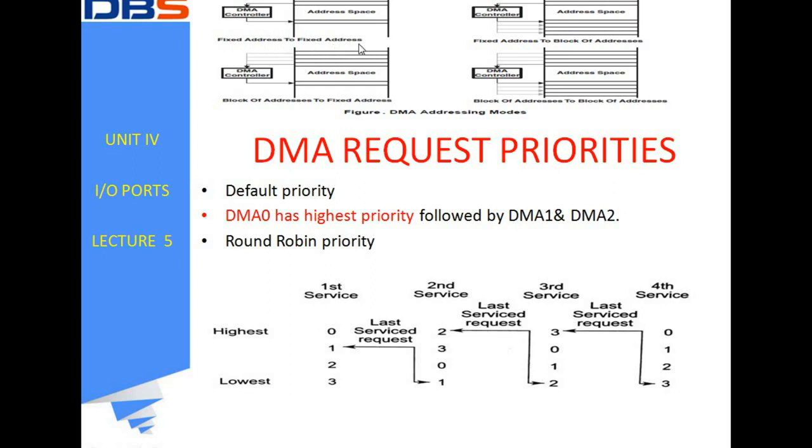Fixed address to fixed address, next fixed address to a block of address, block of address to a fixed address, and block of address to a block of address. Coming to the first one, fixed address to a fixed address, that means the DMA is going to extract the data in an address location and directly transfer it to a specific address which is fixed. We need to move from here to here. For example, the branch code of EC is 04. It is fixed, it cannot be changed.